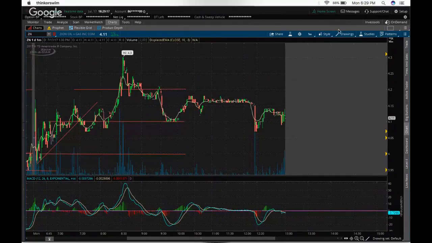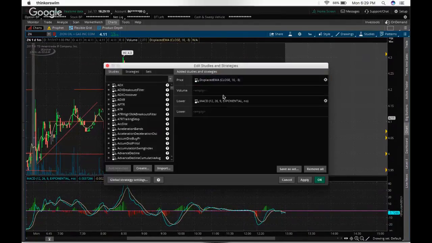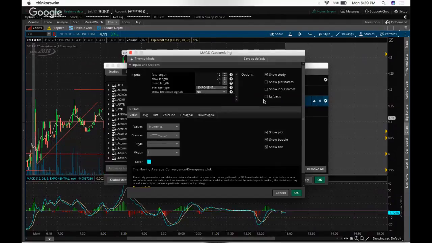What I mean by that is, first, let me go to studies and click edit studies. We're going to click on this little wrench right here, and then I'm going to click on show breakout signals. Those are the little arrows.